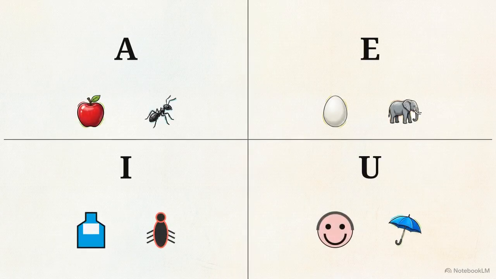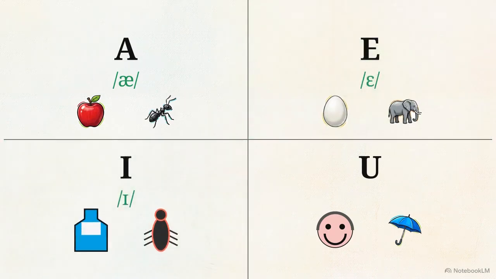This grid lays out the baseline for vowels. A, E, I, and U follow standard, predictable short sound pathways. You extract the short A from apple and ant, the E from egg and elephant, the I from ink and insect, and the U from uncle and umbrella.